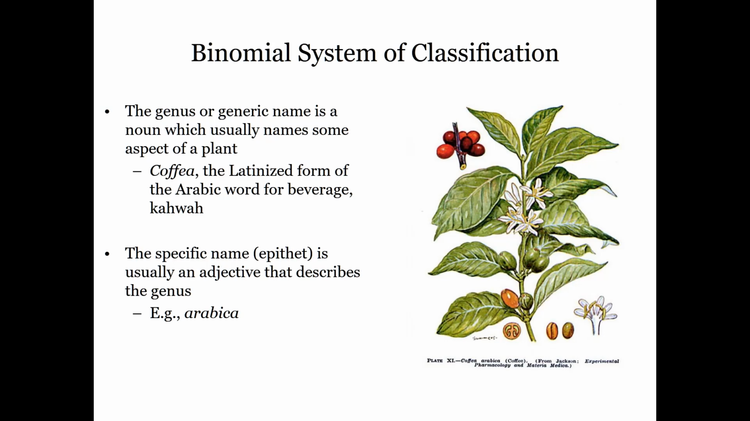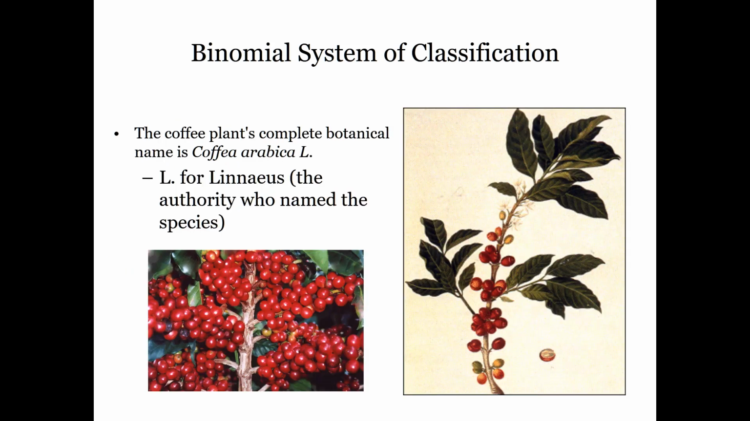And then the specific name or the specific epithet is typically an adjective that describes a member of that genus, so specifically this kind of plant. So arabica, in this case, this lineage of plant was first described from Arab regions of the world. So the complete name for the plant that we get coffee from is Coffea arabica with an L on the end. And now that L is the person or the authority who first named that species.